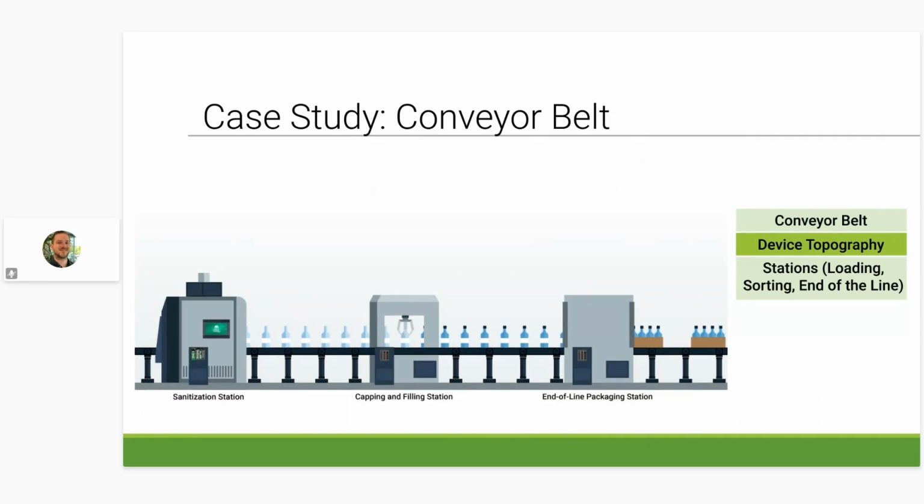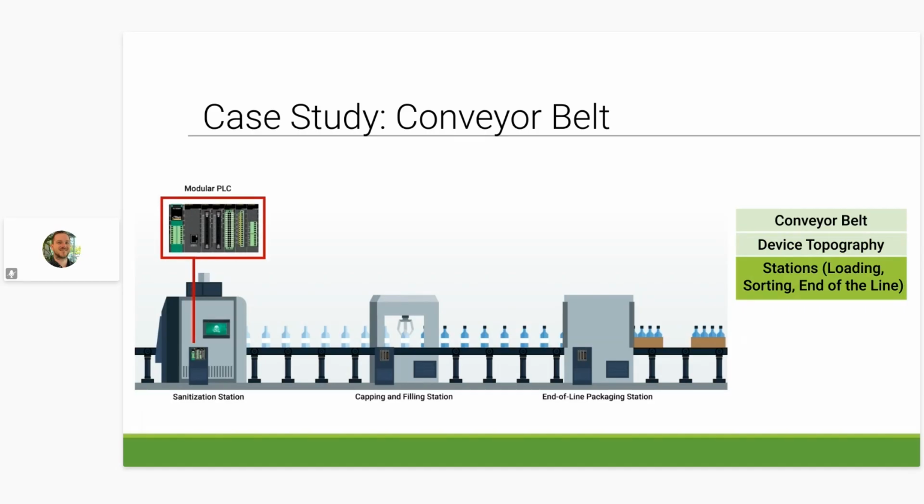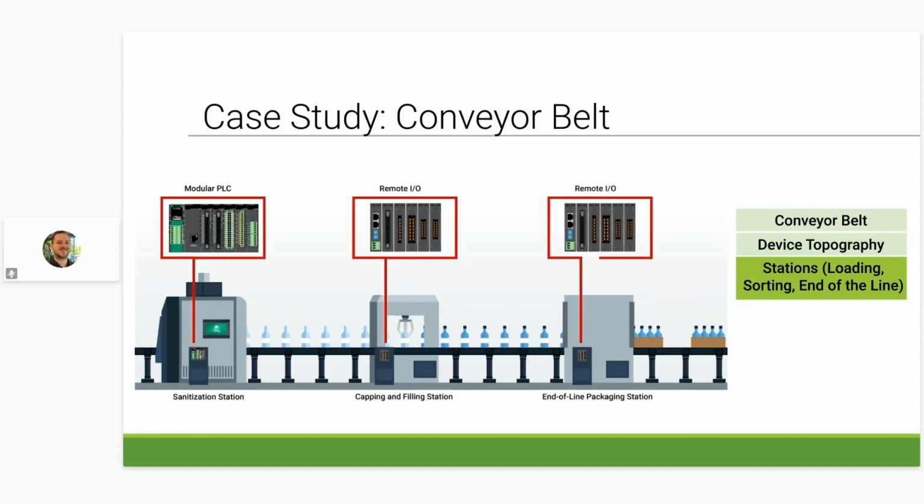If we take a look at the diagram on the left, we have a few different devices in action within this application. We have an HMI connected to a PLC with local I/O attached, then we have 2 sets of remote I/Os. Each set of devices controls its own unique station across the conveyor belt. In this example, we are looking specifically at a bottling line. There are 3 different stations. The first station, controlled by the local I/O, is the sanitization station. The second station, controlled by the first set of remote I/O, is the capping and filling station. Then the third and final station, controlled by the second set of remote I/O, is the end-of-line packaging station.